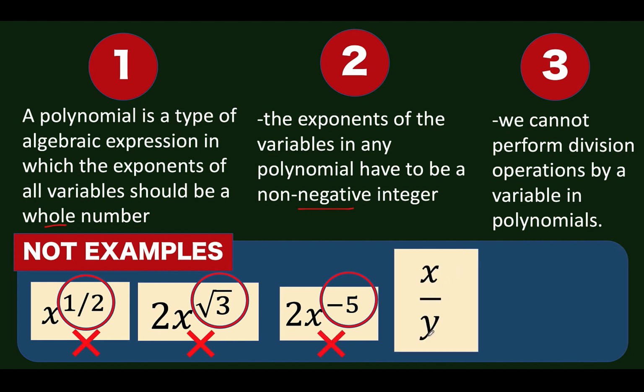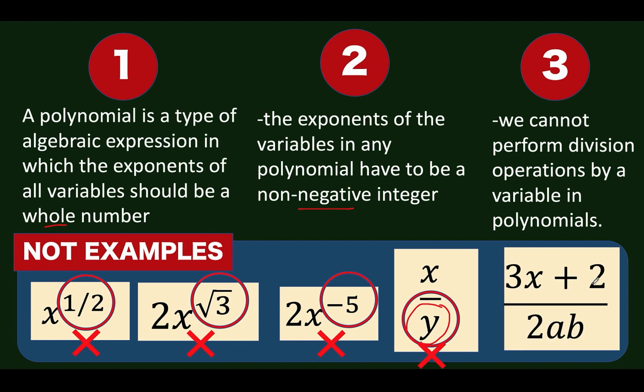X over y. Notice that you have division here, and there is a variable in the denominator. And therefore, this is not a polynomial. 3x plus 2 over 2ab. Notice that in the denominator, there are variables a and b. So therefore, this is not considered a polynomial.